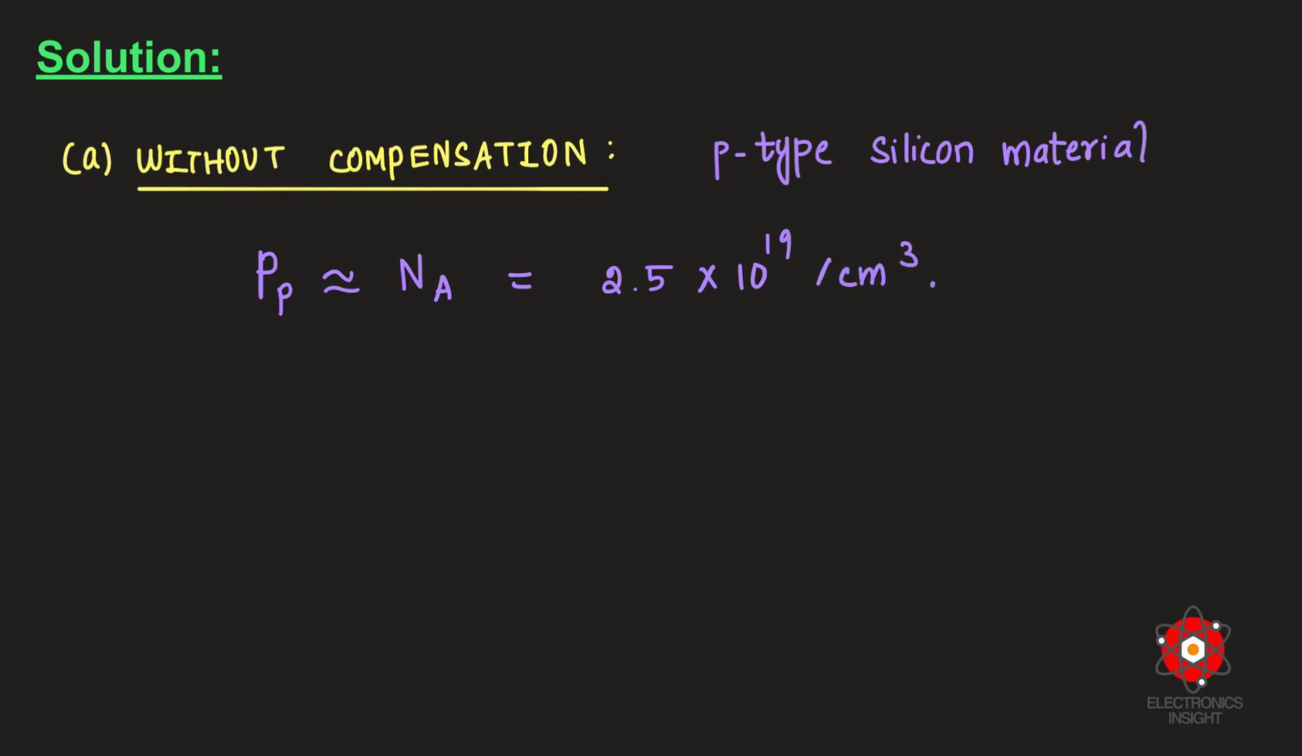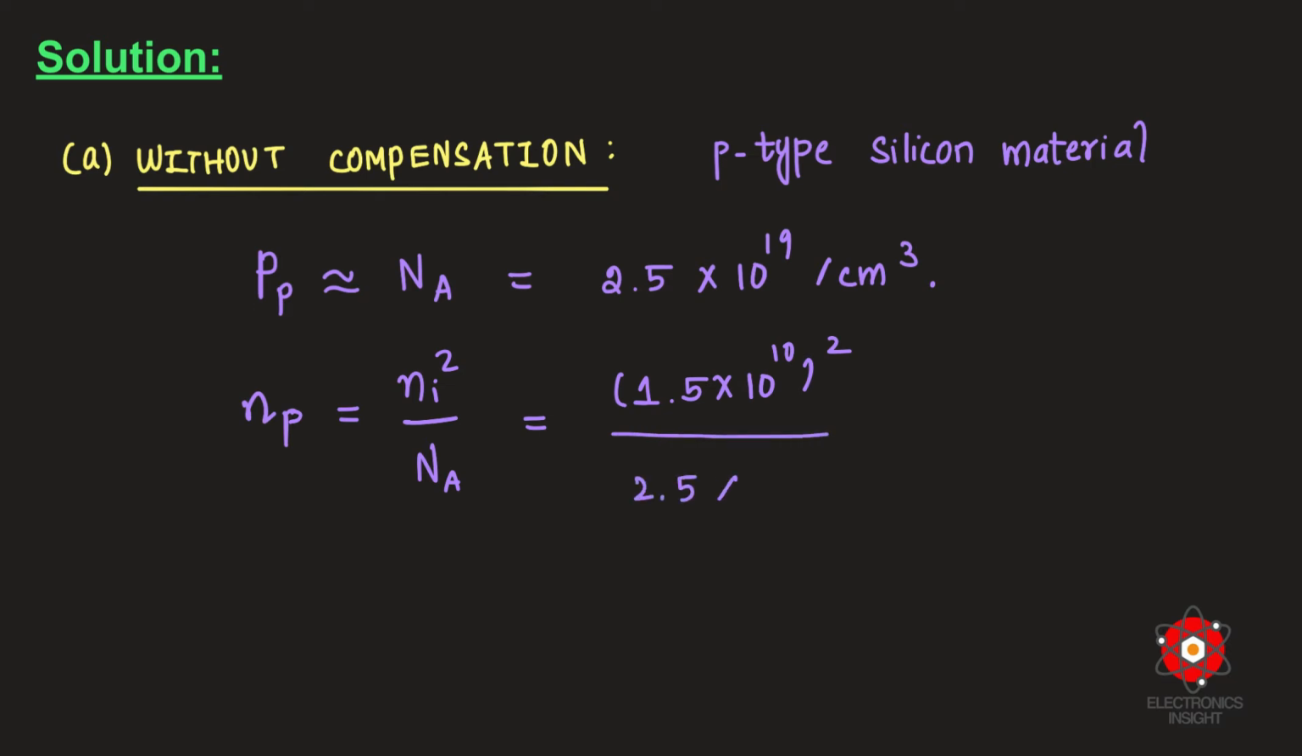This is without compensation. So similarly, we need to identify the minority electron in the same p-type silicon material. So that can be obtained from mass action law, which relates ni square by Na. So this also we know, ni, which for a silicon material is a constant, which is 1.5 into 10 to the power 10, the whole square divided by 2.5 into 10 to the power 19. Which is equivalent to 9 per centimeter cube.